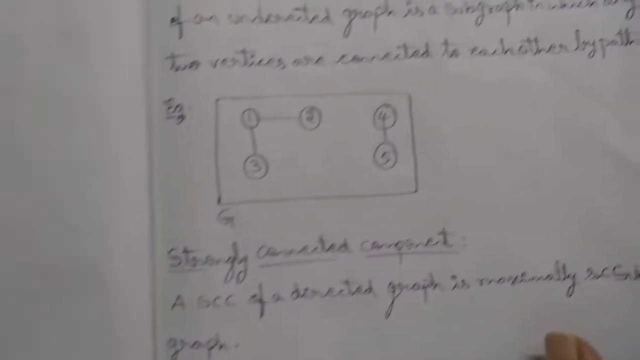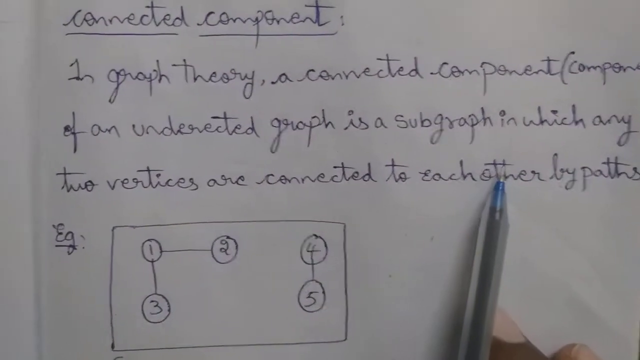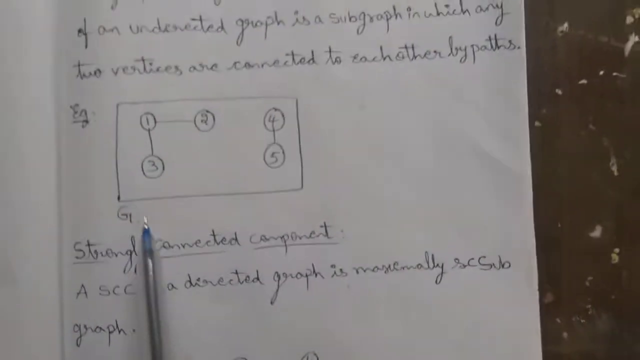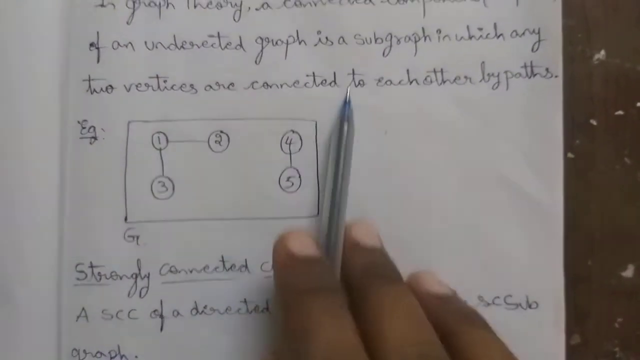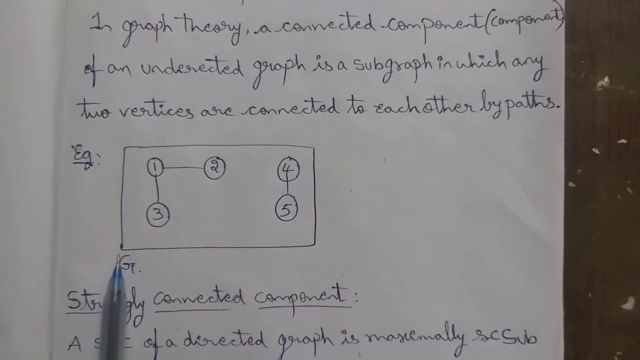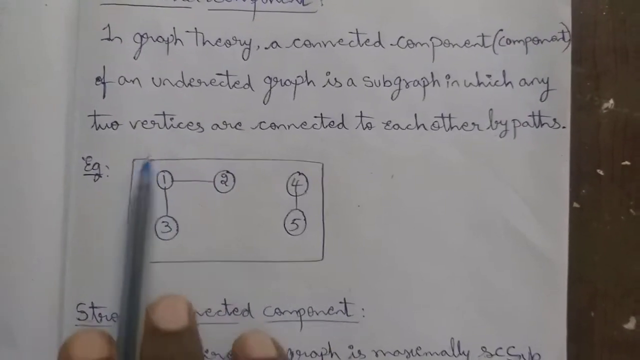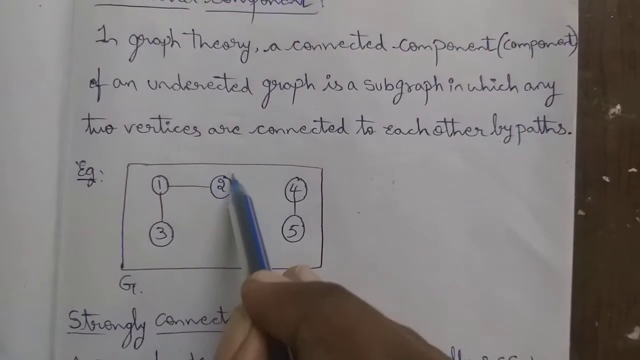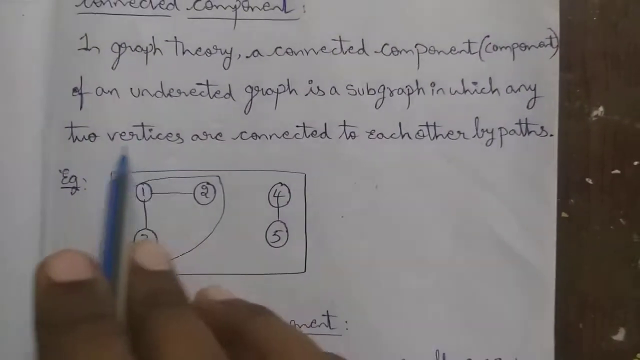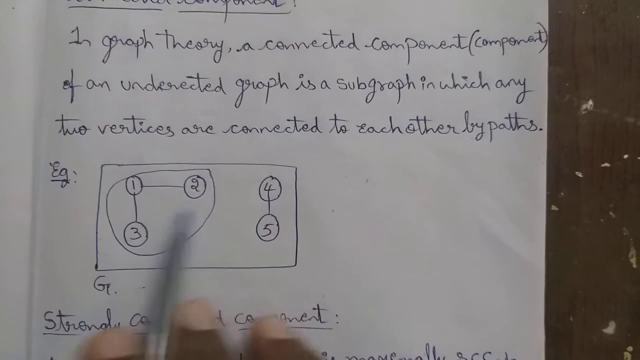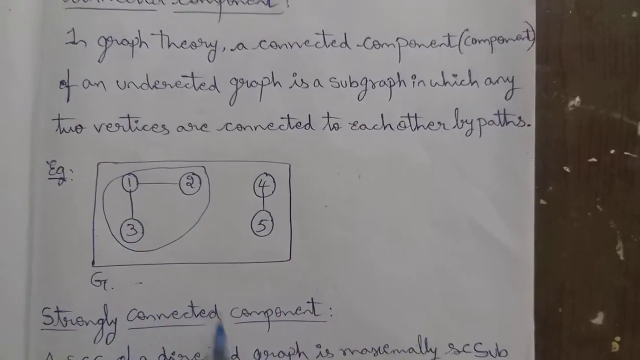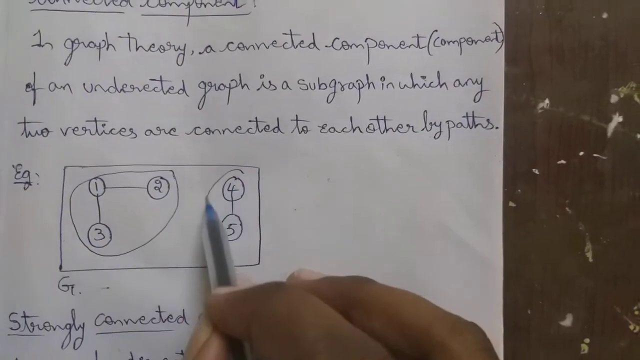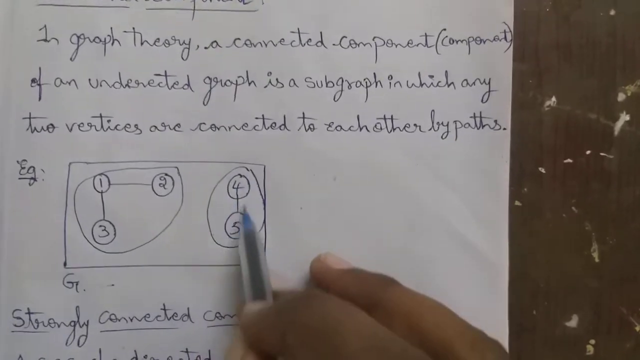What is a connected component? It should be a subgraph, and the subgraph should be a connected graph. That's all. Take this example. It is a graph G. This is an entire graph. If we consider the subgraph of this graph 1, 2, 3, it is a connected graph. Therefore, it is one connected component. In this entire graph, which is not a connected graph, this is one connected component. Also, if you observe these two vertices, it is a connected graph again.